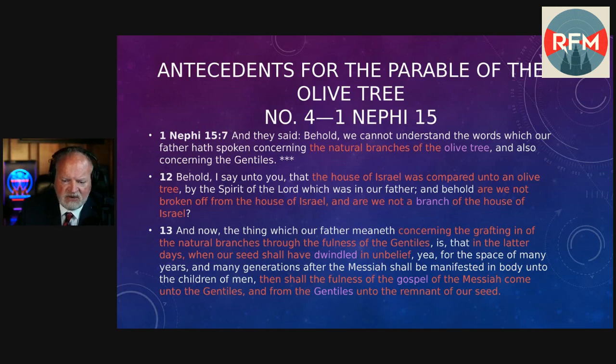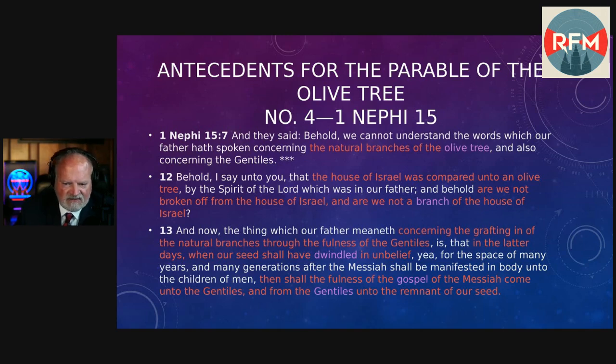Behold, I say unto you, that the house of Israel was compared unto an olive tree by the Spirit of the Lord, which was in our father. And behold, are we not broken off from the house of Israel? Are we not the living incarnation of this parable that I'm going to get to in Jacob chapter 5? And are we not a branch of the house of Israel?